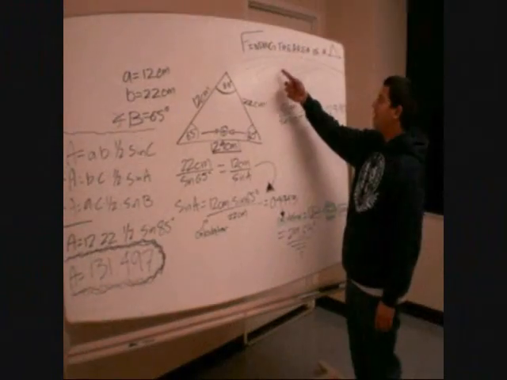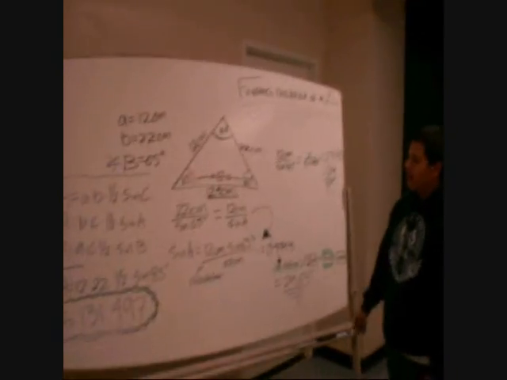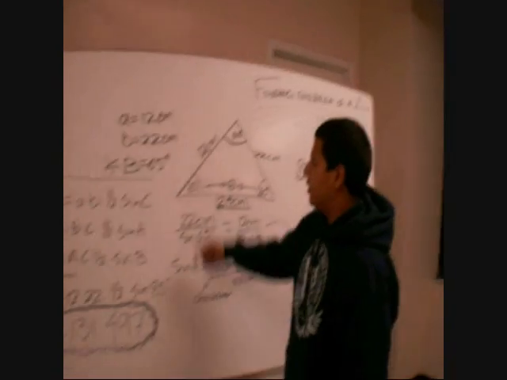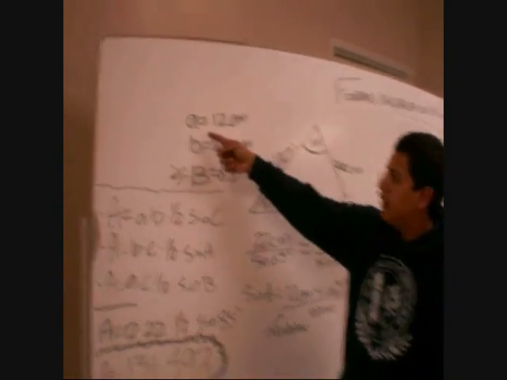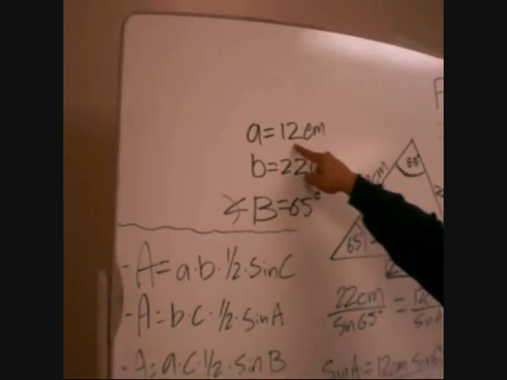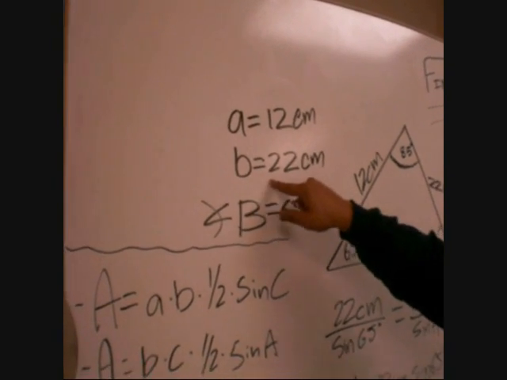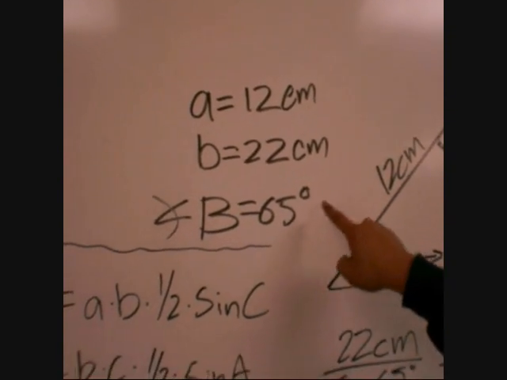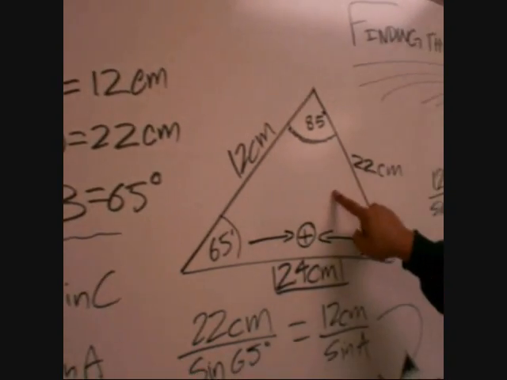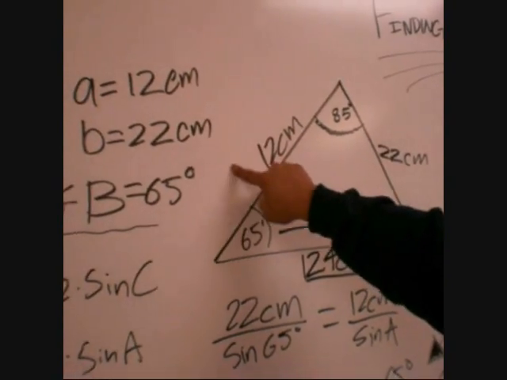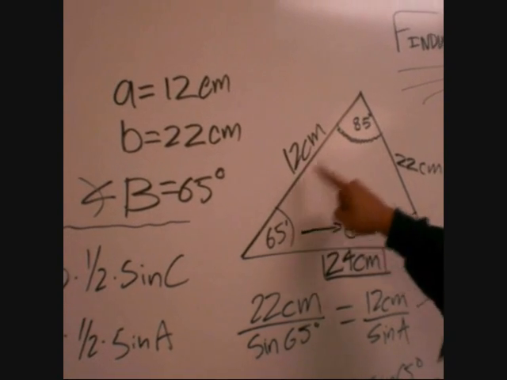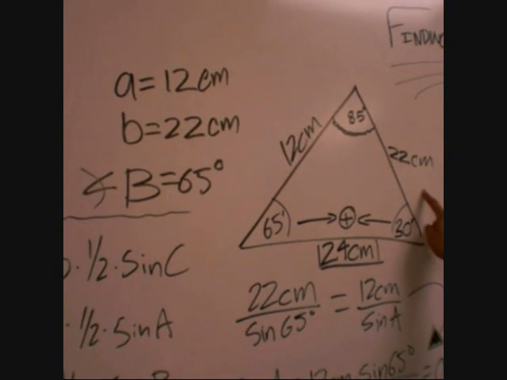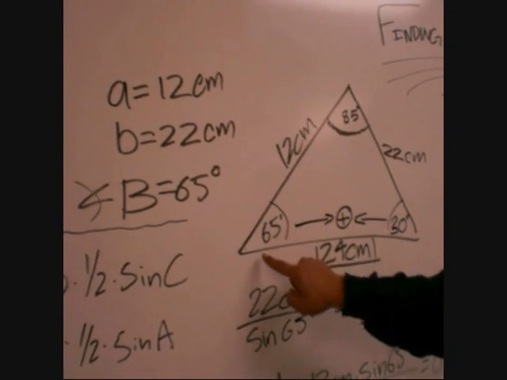And that's finding the area of a triangle. First of all, you see what you start off with, what you're given. Right here you're given side A is 12 centimeters, side B is 22 centimeters, and angle B is 65 degrees. So you put everything in: side A, 12 centimeters, side B, 22 centimeters, and angle B, 65 degrees.